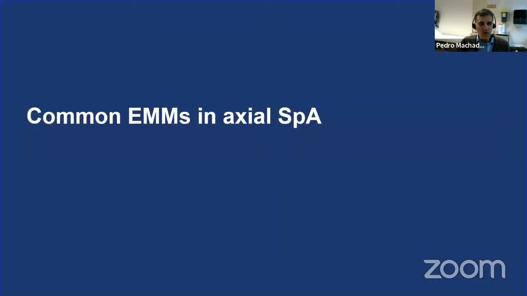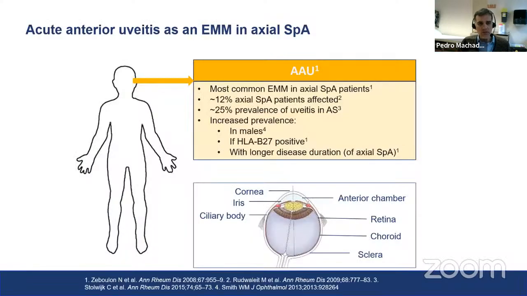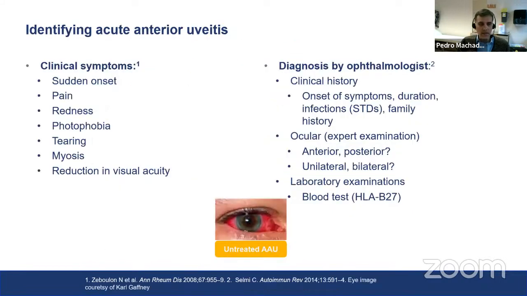So coming back to these common extramusculoskeletal manifestations, acute anterior uveitis is the most common one. It can be present in up to 25% of patients with axial spondyloarthritis. The prevalence is increased in males, in those that are HLA-B27 positive and with longer disease duration. It's important to identify acute anterior uveitis early and to treat early.